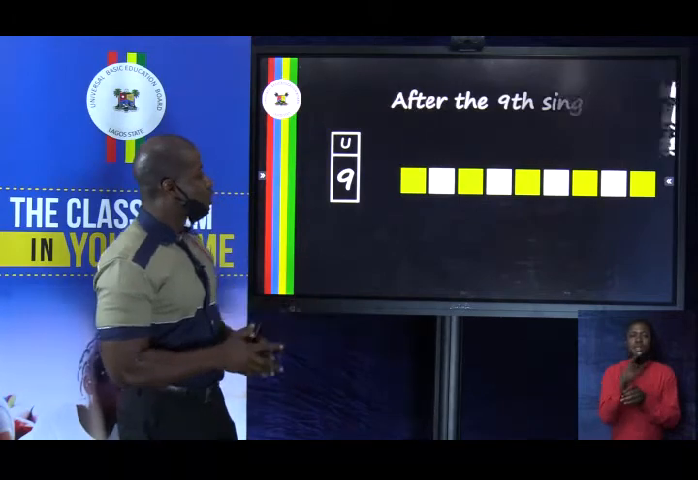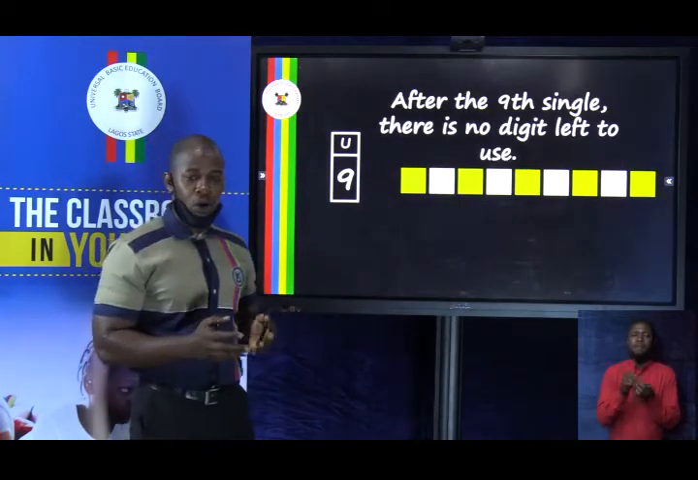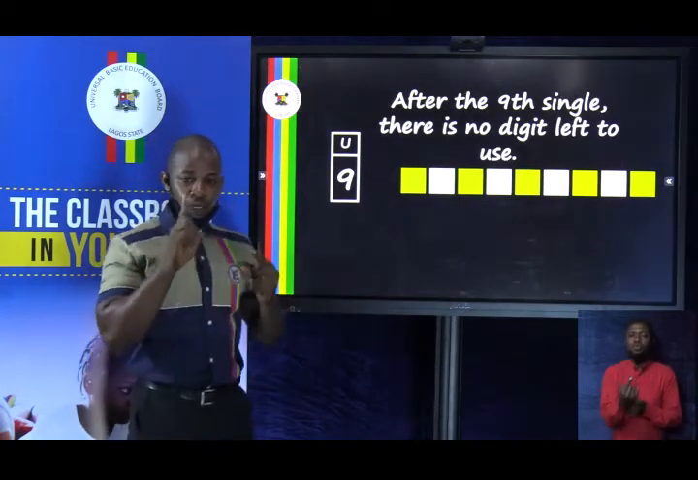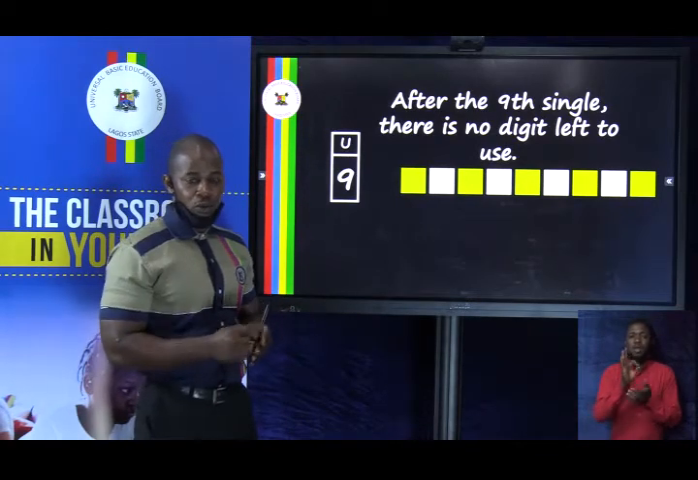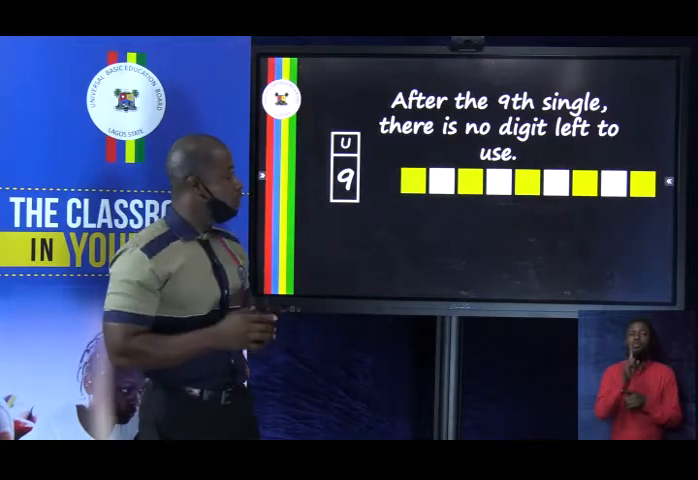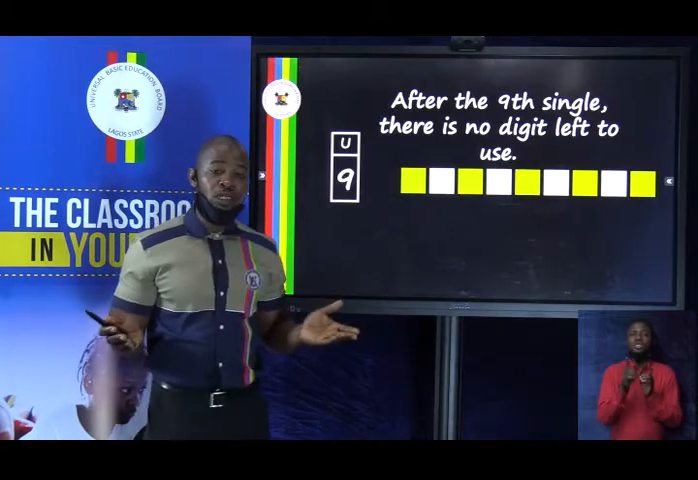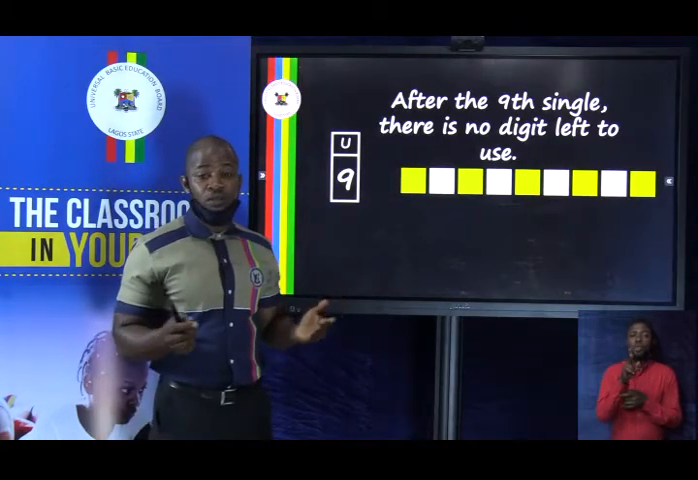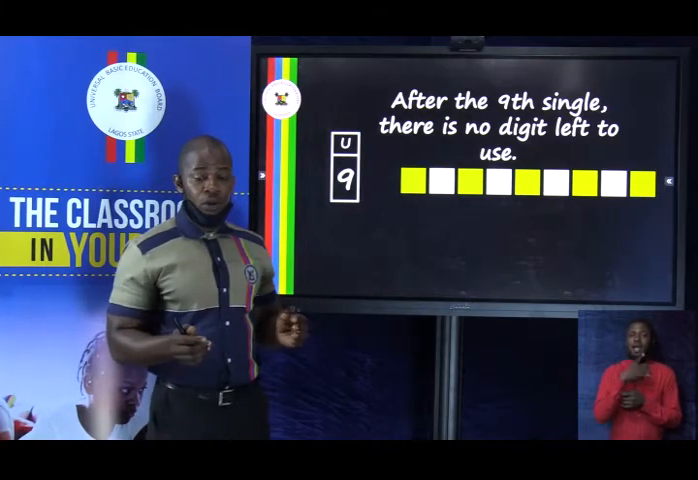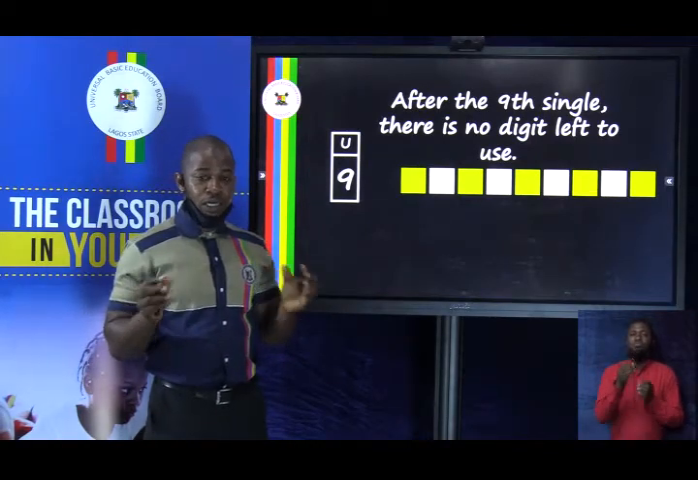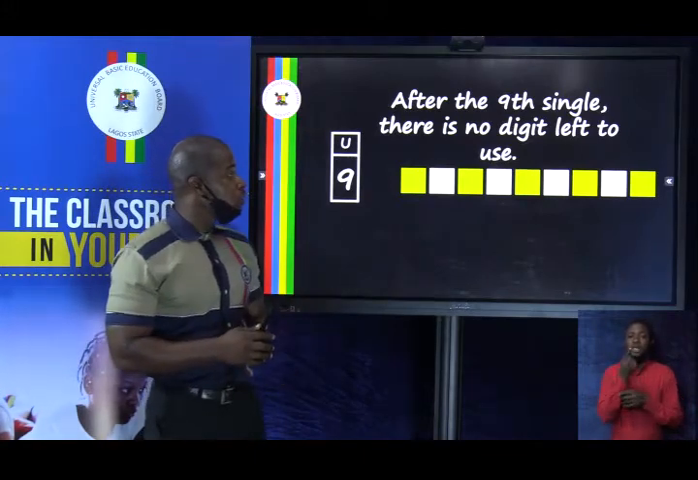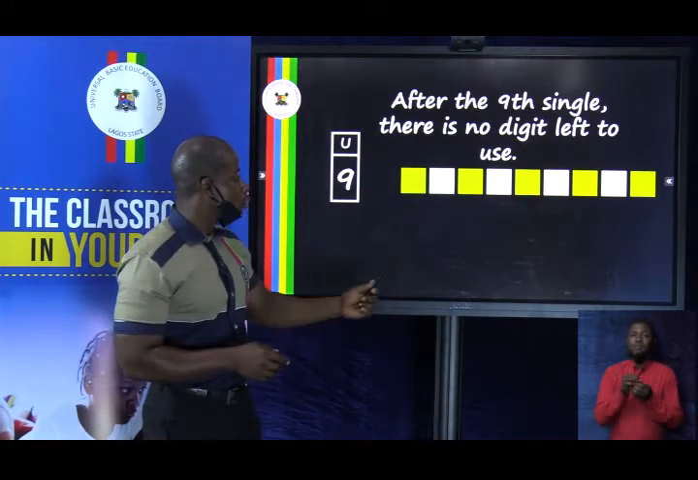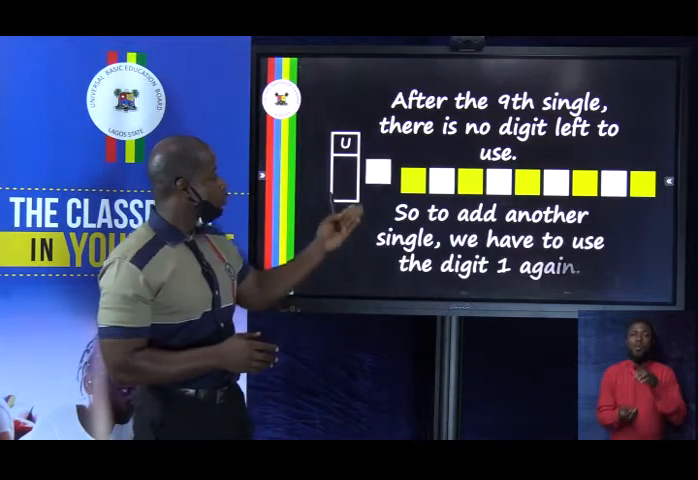Now, after you get to 9, you still want to add more. You cannot have a single digit to represent all of them after the 9 count. I mean, in our numbering system, we only have 1, 2, 3, 4, 5, 6, 7, 8, 9, and 0. These are the single digits we have, and it is these digits that we combine to form numbers. So we don't have a single digit to use anymore. So what do we do? We need to add more.